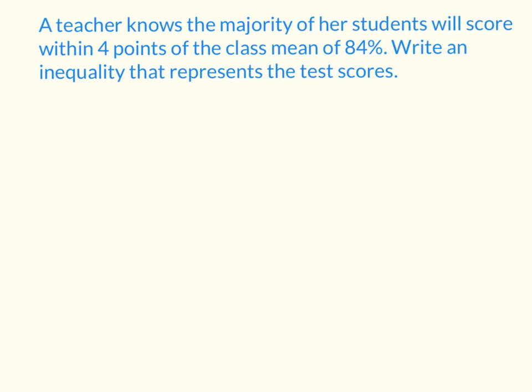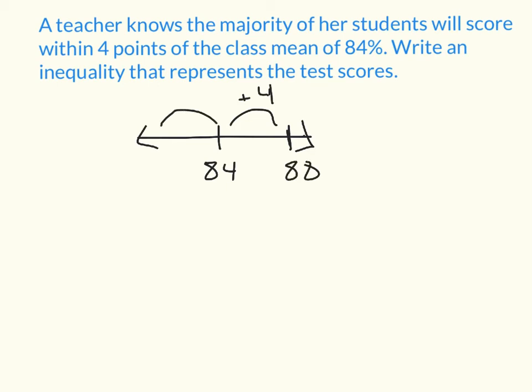Okay, so if you think about it on the number line, if 84 is in the middle, well, what's 4 away from that? What's 4 more than that? Well, that's 88. What's 4 smaller than that? Okay, well, that's 80.